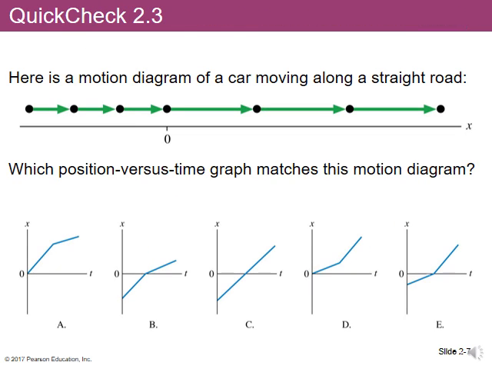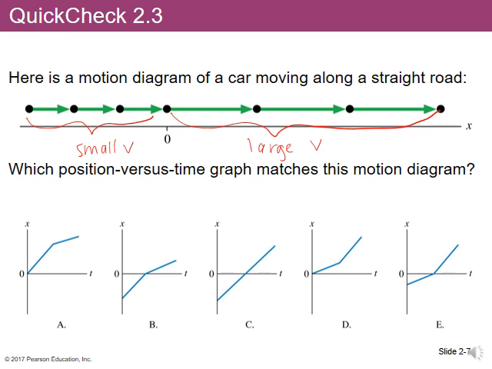Let's look at a few other questions to see if you can work on taking the motion diagram and turning it into position time, velocity time graphs. Some of these will be uniform motion and some of them will be changing velocities. So let's look at this first one. Which position time graph is going to match this motion diagram? Notice here that we have two segments of the motion. Here we have a small velocity, and here we have a relatively larger velocity.